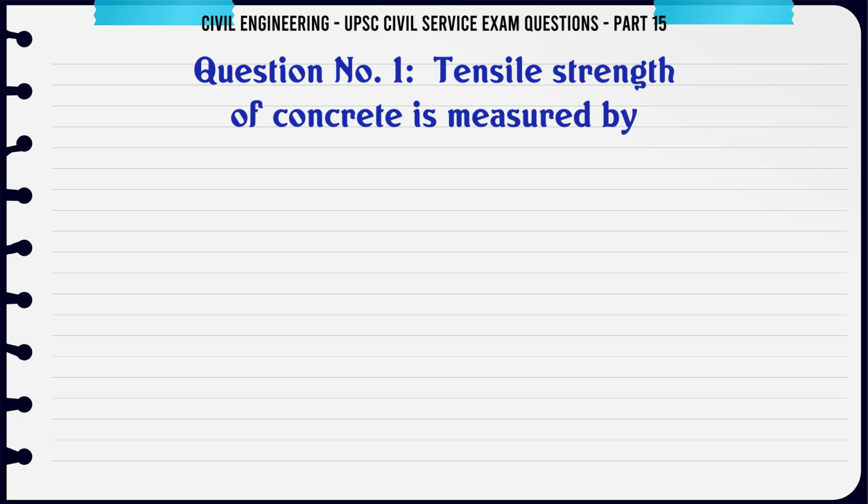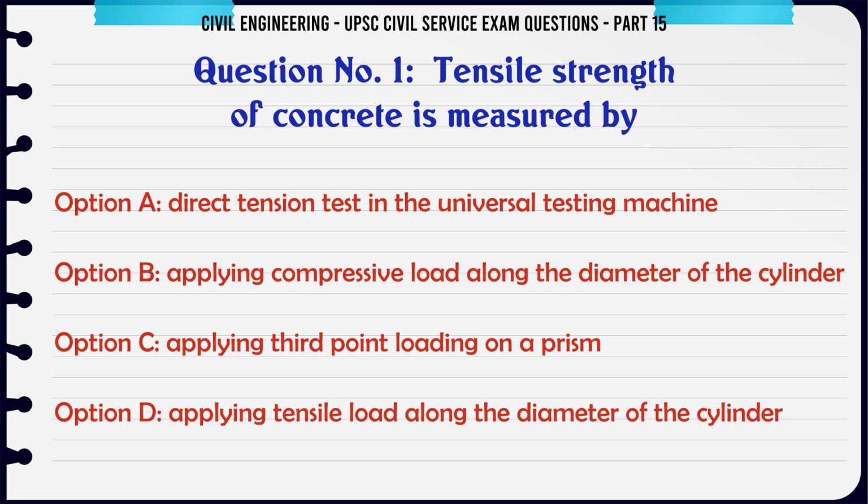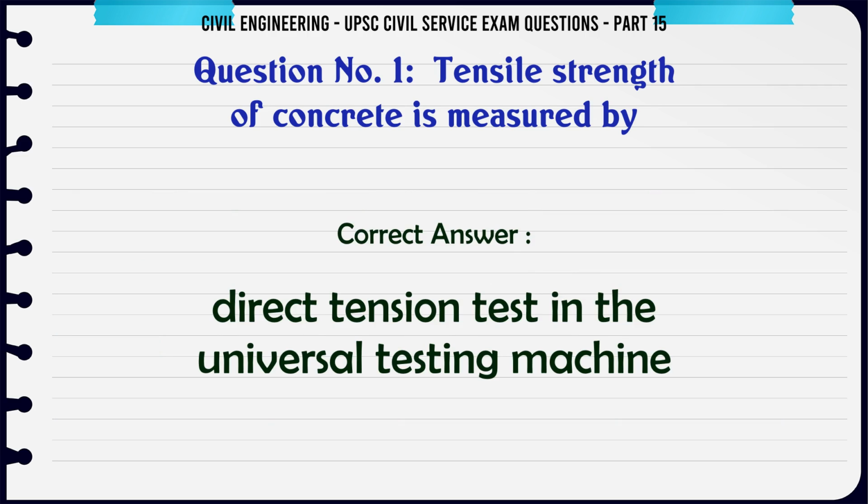Tensile strength of concrete is measured by: A. Direct tension test in the universal testing machine. B. Applying compressive load along the diameter of the cylinder. C. Applying third-point loading on a prism. D. Applying tensile load along the diameter of the cylinder. The correct answer is direct tension test in the universal testing machine.